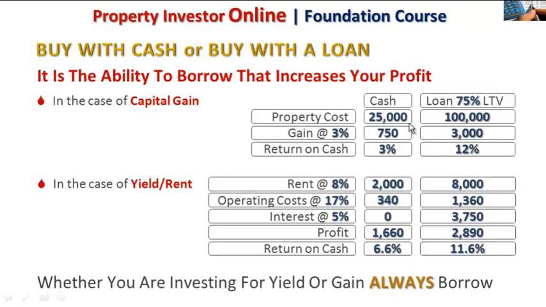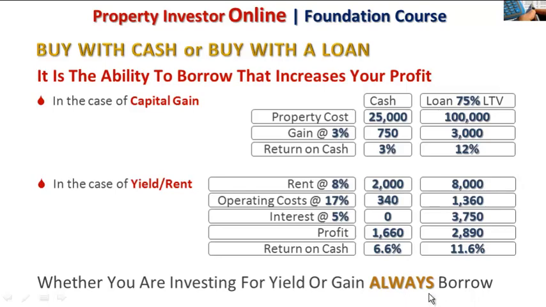Remember, this is the cash you invested in the property. This is the deposit monies. So the return on cash if you borrow is nearly double, just short of double, the return on cash if you don't borrow. Hence I say at the bottom of this slide, whether you are investing for yield or gain, always borrow. As I said at the beginning, buy-to-let should have been called borrow-to-let.